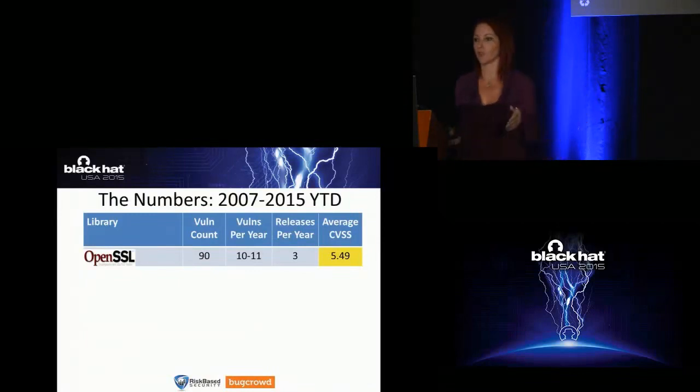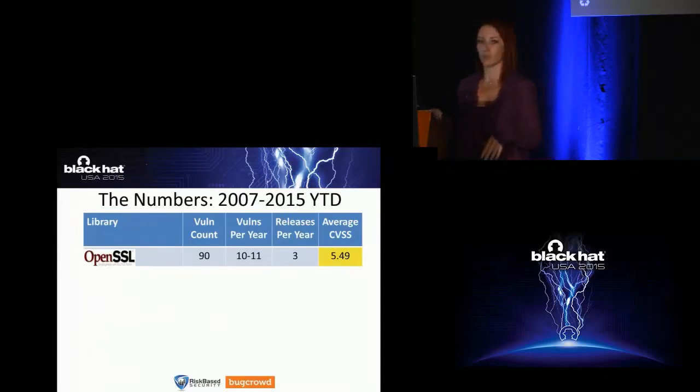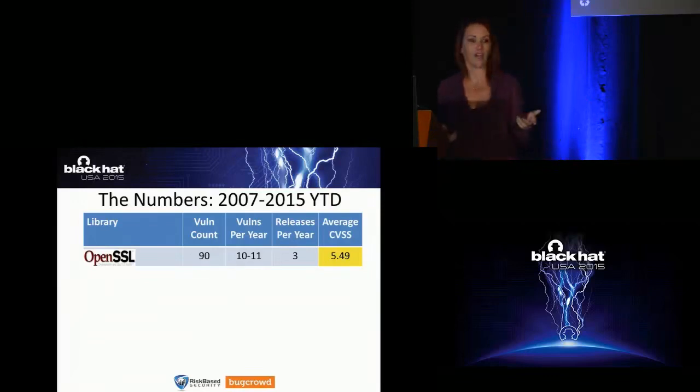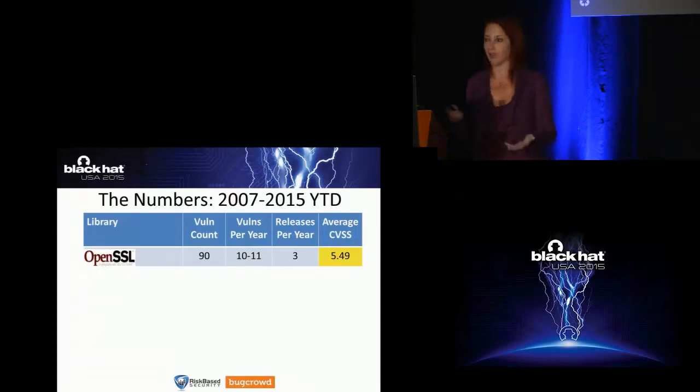This is from January 1st, 2007 until June 30th, 2015. And when a library wasn't around that long, I'll note it in the data. So OpenSSL across this 8.5 years has had 90 vulnerabilities. They're averaging 10 to 11 a year. But they're only releasing 3 times a year. So from a patch management perspective, you're only going to have to update that library on average 3 times a year. Their average CVSS score is 5.49 if you're into CVSS. But as Jake mentioned earlier, Heartbleed was only a 5, so sometimes really bad stuff comes in small packages.